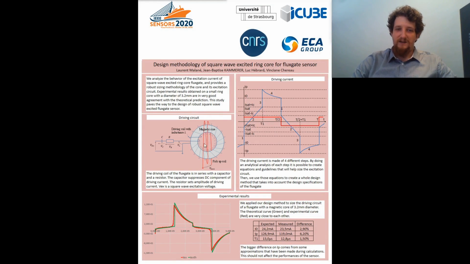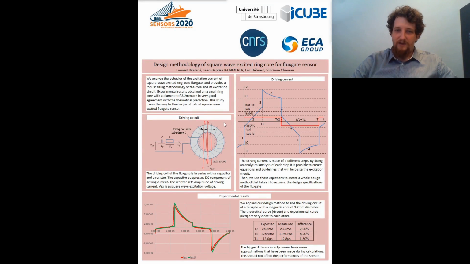The Fluxgate is made of a ferromagnetic core around which is woven a driving coil. This driving coil is in series with a resistor and a capacitor, which creates our whole driving circuit. The aim of this paper is to create a method to size each individual parameter of this driving circuit. For example, the capacitance, resistance, number of windings of the driving coil, etc.